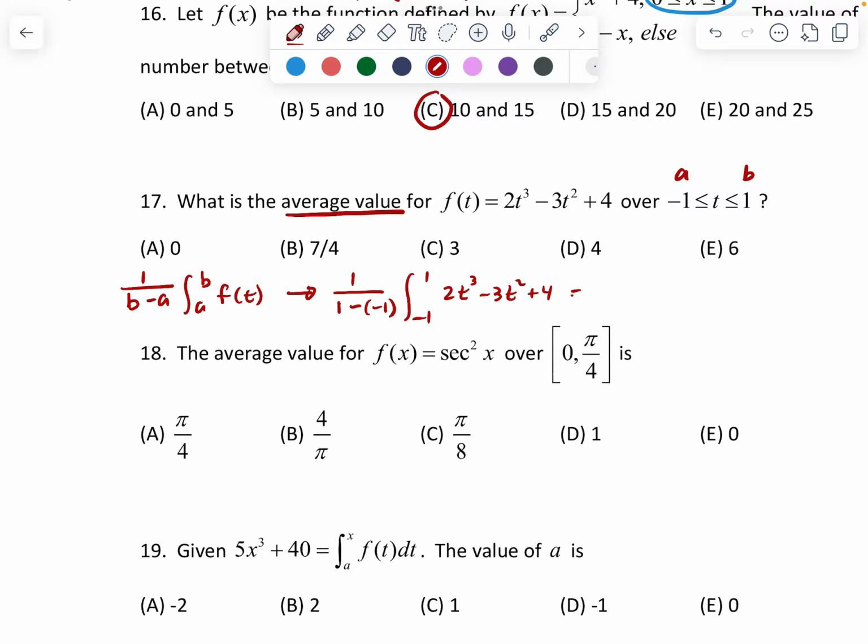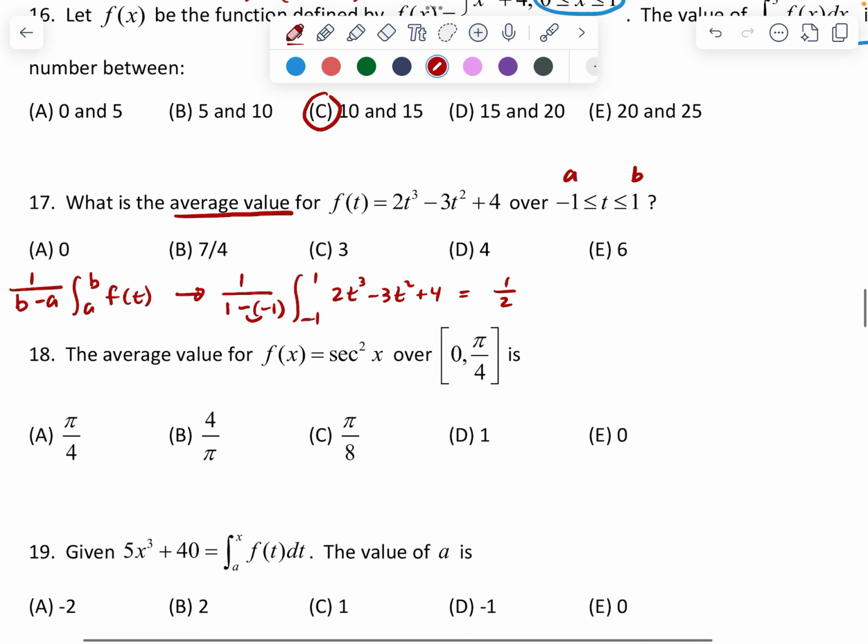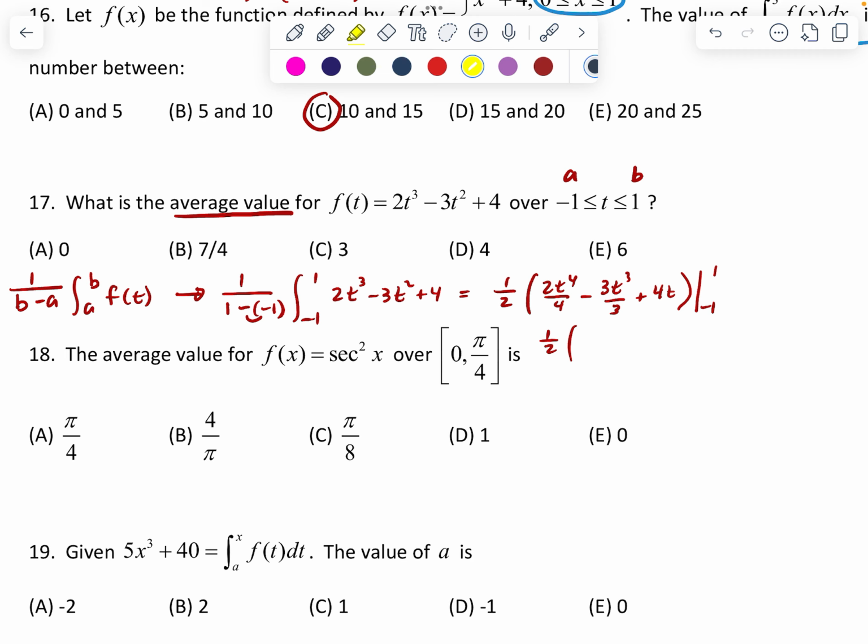Okay, so on the outside of the integral, we're going to have a 1 over 2. That's adding these guys together. And then taking the integral of 2t cubed is 2t to the 4 over 4. The integral of 3t squared is 3t cubed over 3. And the integral of 4 is 4t. And I'm evaluating that from negative 1 to 1. Okay, I still have this 1/2 on the outside. Let's reduce this. So this guy right here, the 2/4 just reduces to 1/2. So I have t to the 4th over 2. These guys cancel, making it a t cubed plus 4t evaluated from negative 1 to 1.